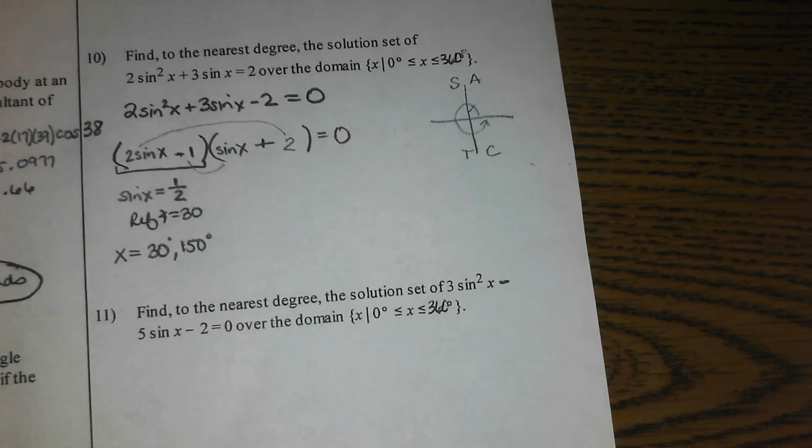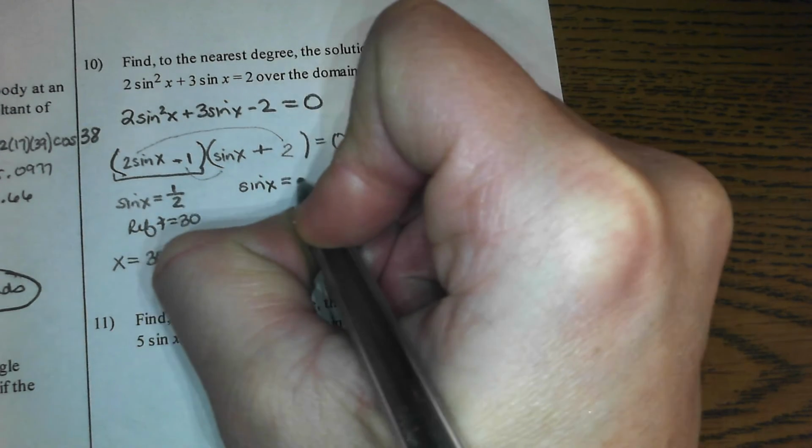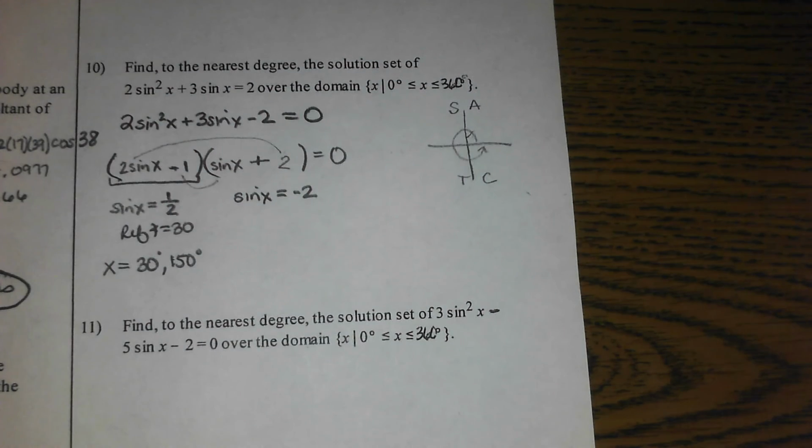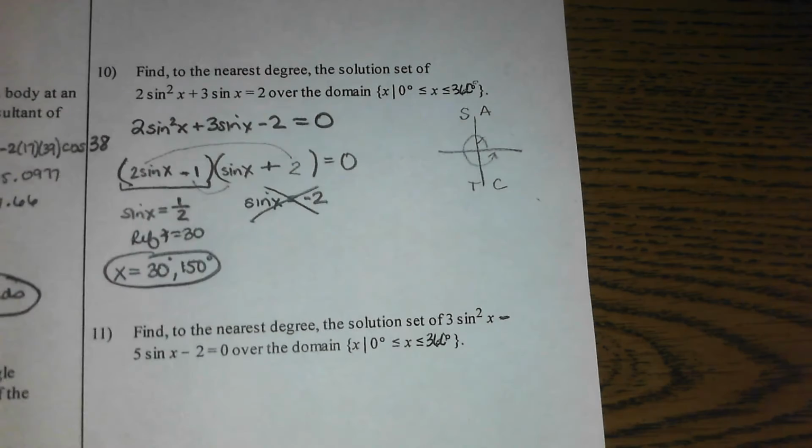And then in your second one, sine of x equals what? And this is a dream because sine and cosine can never be outside of 1 and -1, right? So that has no solutions, and those are your only 2 answers.